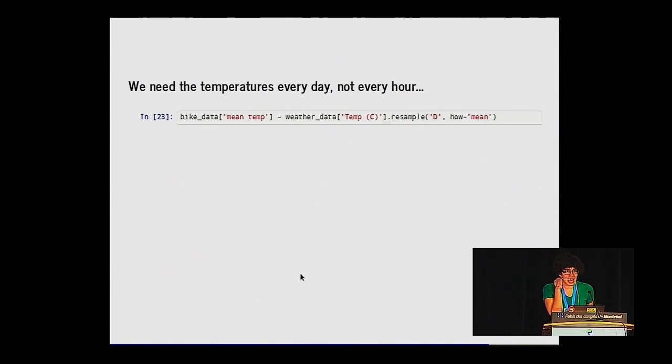You do dot resample, and then you give it the time period you want. You write D. If you want 2 days, you write 2D. If you want 3 hours, you write 3H. It's pretty simple. And then you say how, and you can either say something like mean, or you can give it a function. Because you can basically always give pandas functions.